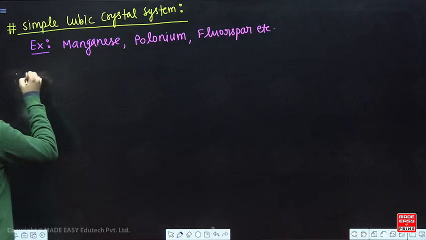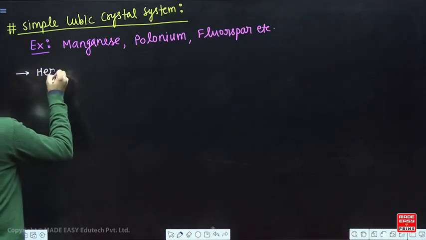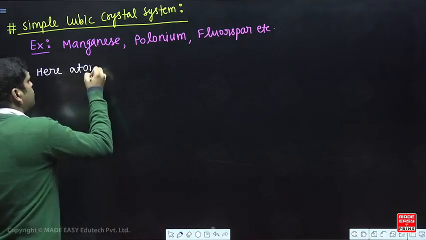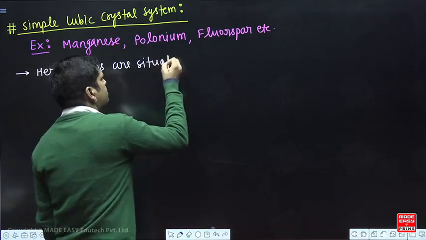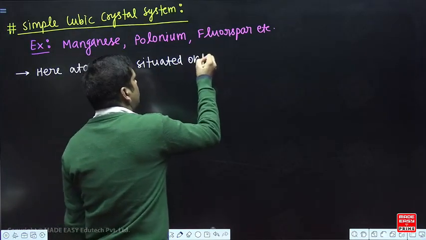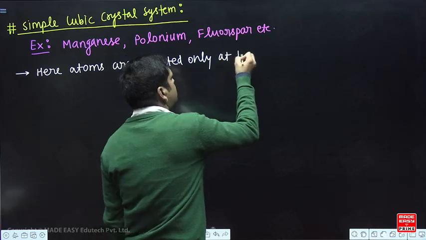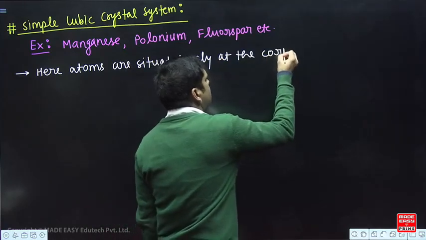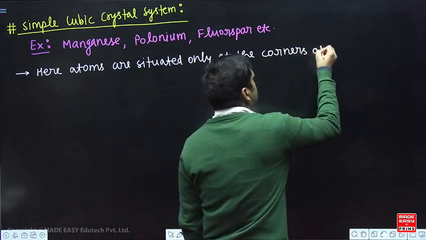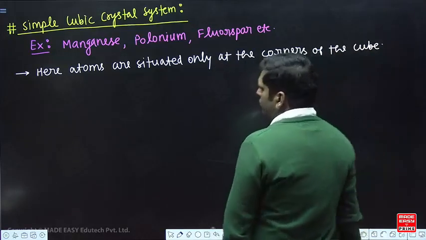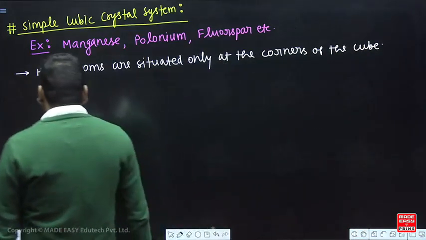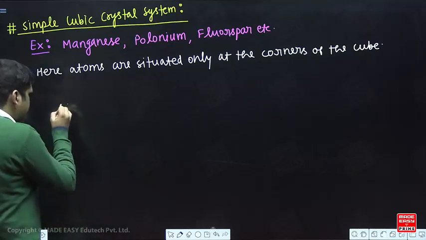Here atoms are situated only at the corners of the cube. Actually atomic arrangement is like this.